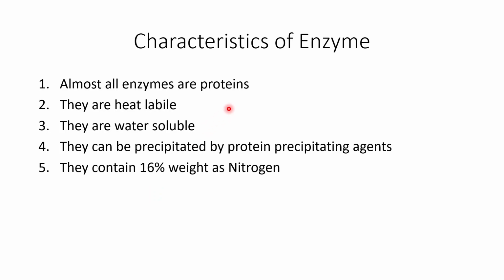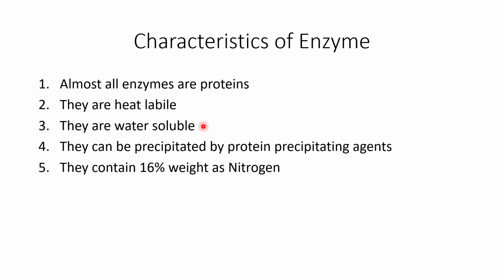Now almost all enzymes are proteins. Okay, so we all know that proteins are the functional unit of our body, and enzymes also are made up of proteins. They are heat labile. Just like proteins are heat labile, enzymes are also heat labile. That means temperature affects the working of an enzyme. If you increase the temperature, the enzymes will undergo denaturation because they are proteins, and so they will not work. So they are heat labile. That means they work under optimum temperatures.